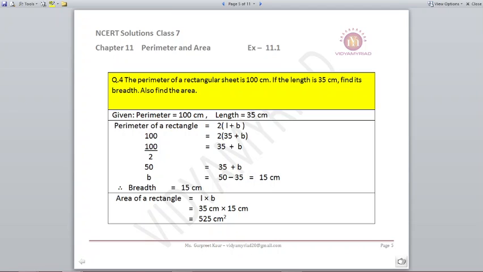Now, we have length with us, we have breadth with us. We need to find out the area of a rectangular sheet. The formula for area is length multiplied by breadth, which means 35 multiplied by 15, it comes out to be 525 centimeters square.